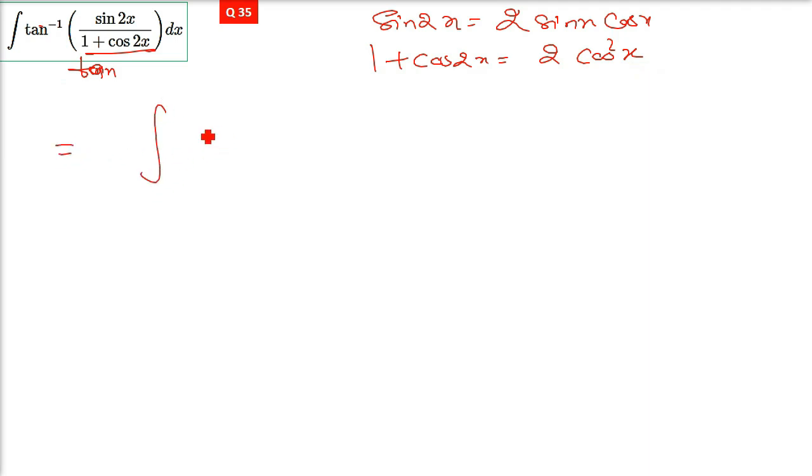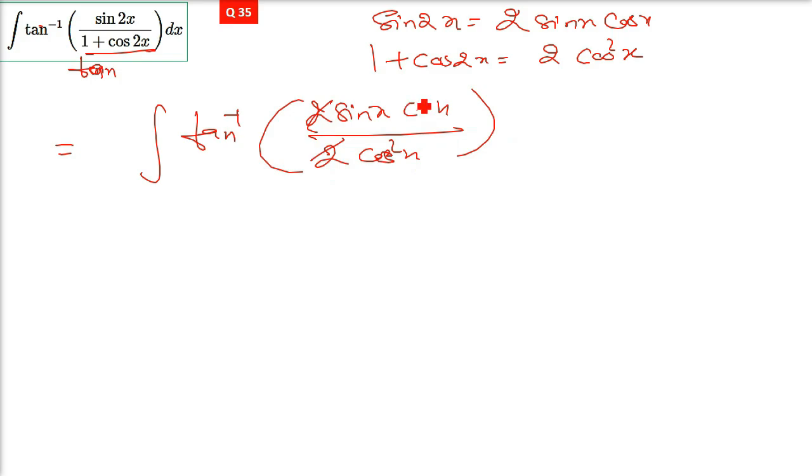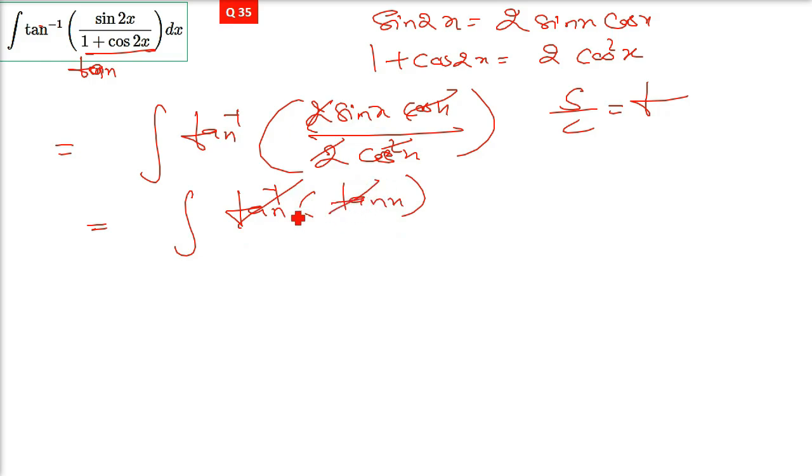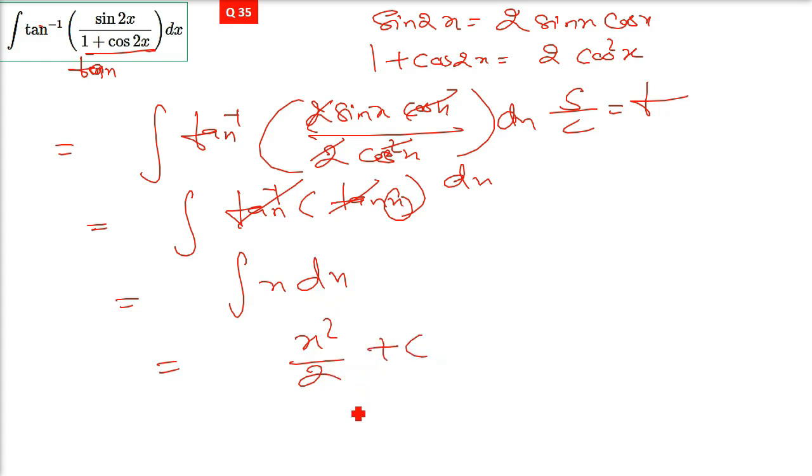How? See here. We have tan inverse; in place of sin 2x I am writing 2 sin x cos x, and in place of 1 plus cos 2x I am writing 2 cos square x. Now you see here, 2 gets cancelled, 1 cos gets cancelled, and sin x by cos x is tan x. Sin by cos is tan, so we wanted that only. Tan gets cancelled with tan inverse, and you have x inside. Integration of x is simply x square by 2. Integration of x raised to n is x raised to n plus 1 by n plus 1. This is x square by 2 plus the constant of integration, the standard answer for you.